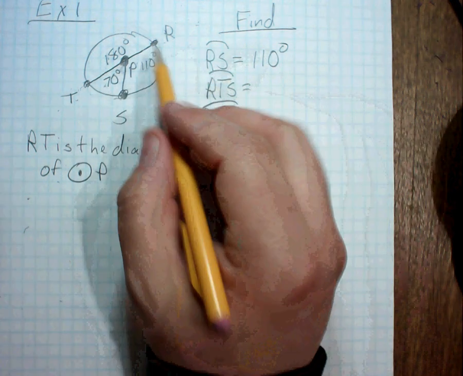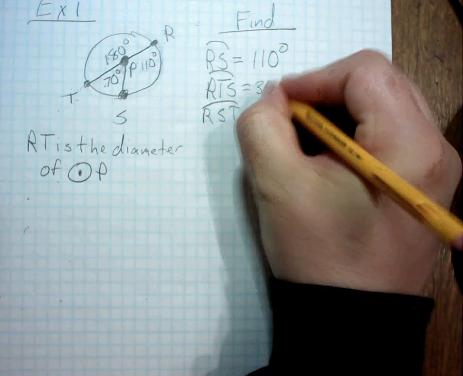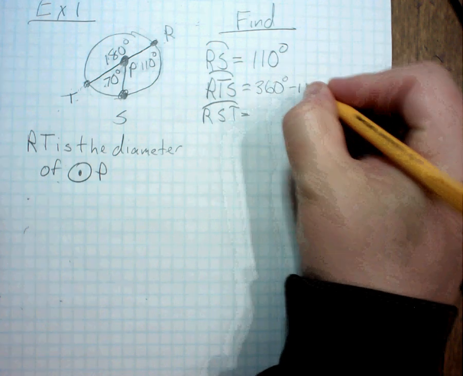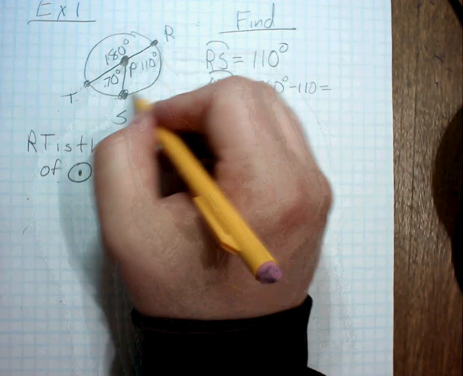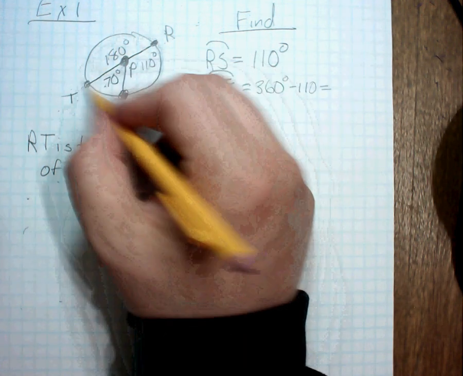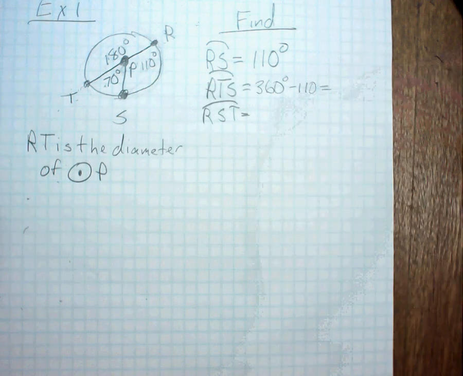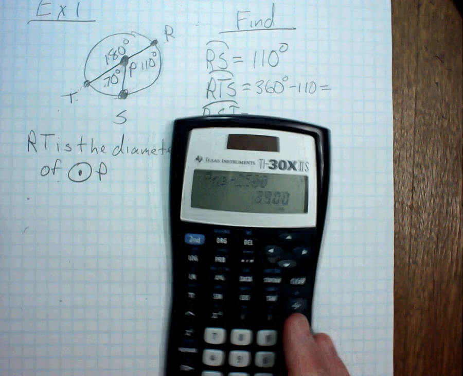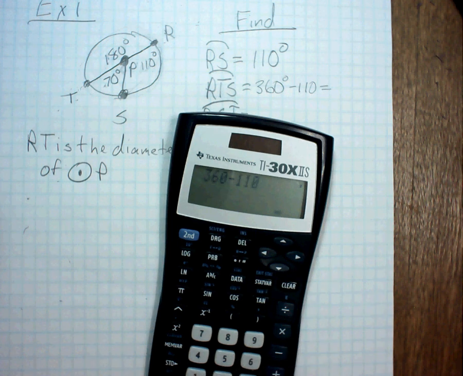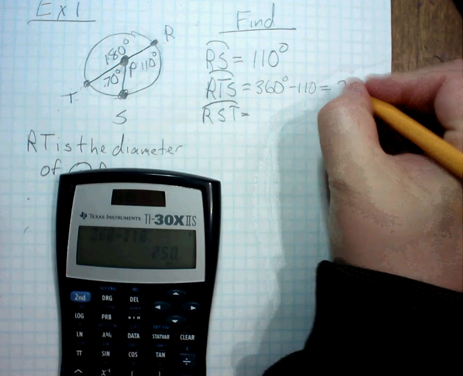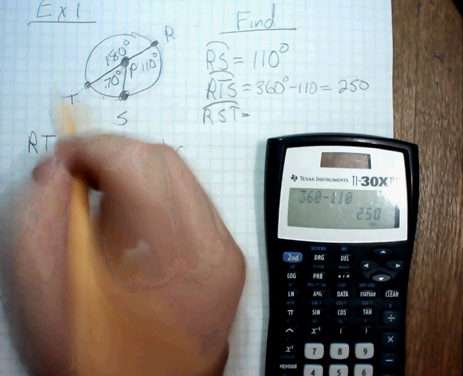So the measure of arc RTS can be done two ways. You could say 360 degrees minus 110, right? You could think of this as a minor arc and then subtract that from 360. And that is equal to, let me get my calculator. I know what the answer is, but I'm showing you guys, you should always use the calculator to get the right answer. It's a nice way to practice. So that's 250. Another way that you could find that is you just add up the 180 plus 70. That also equals 250.